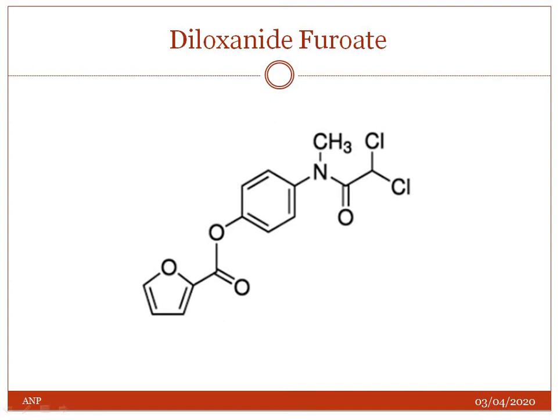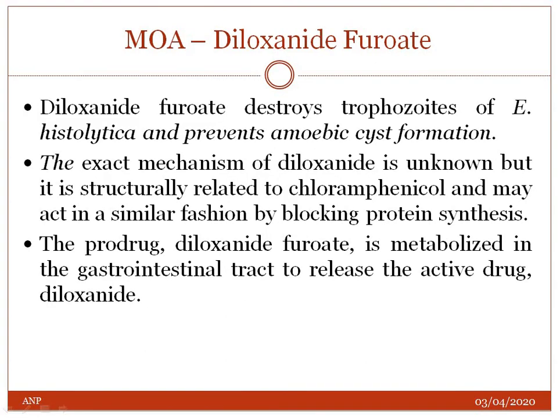For people who are symptomatic, it is used after the treatment with amebicides that can penetrate the tissues, like metronidazole or tinidazole. Mechanism of diloxanide furoate: it destroys the trophozoites of Entamoeba histolytica and prevents amebic cyst formation. The exact mechanism of diloxanide is unknown, but it is structurally related to chloramphenicol and may act in a similar fashion by blocking protein synthesis.